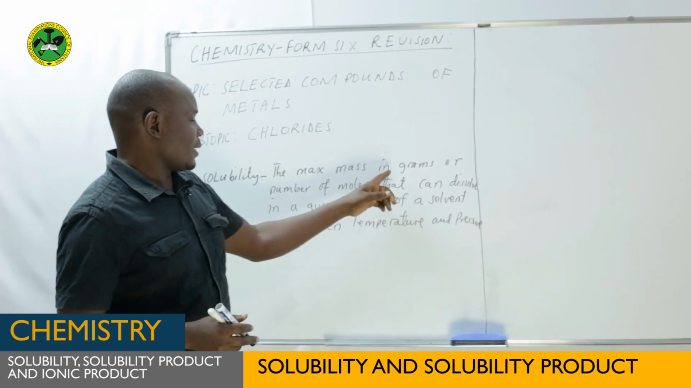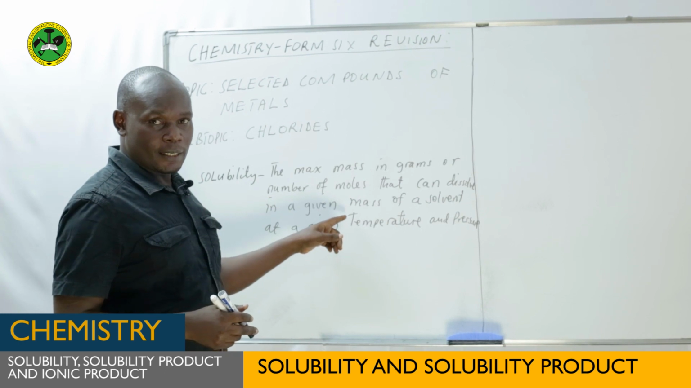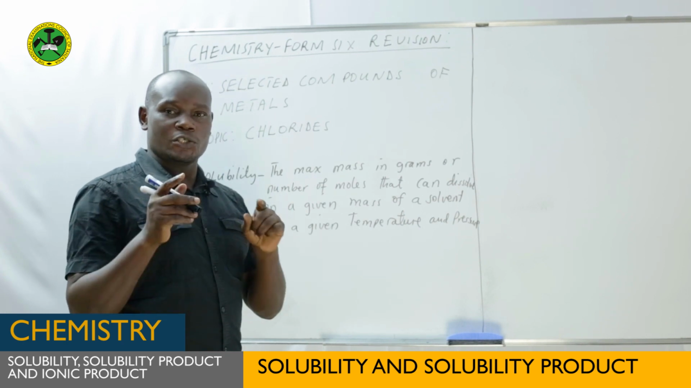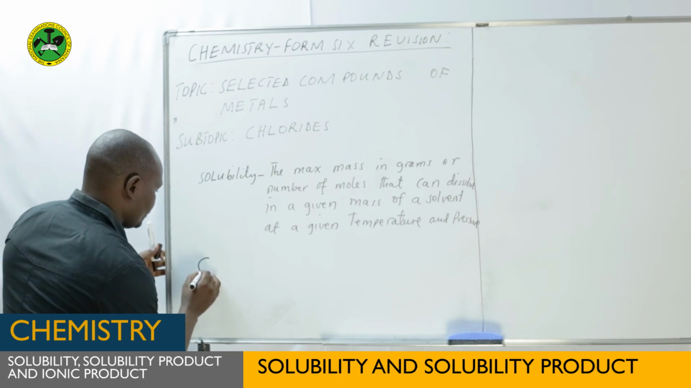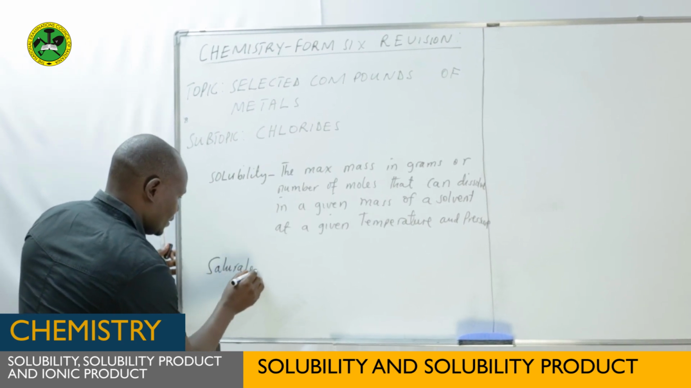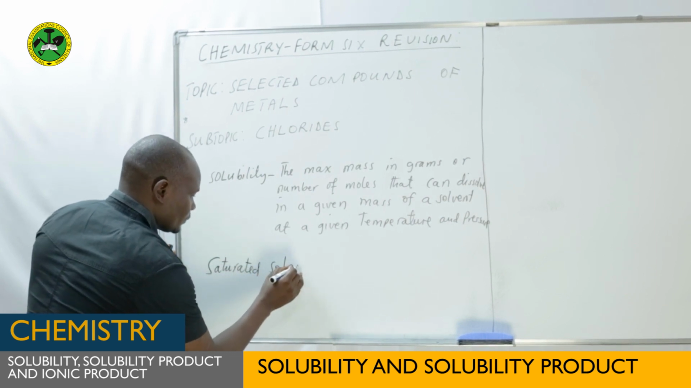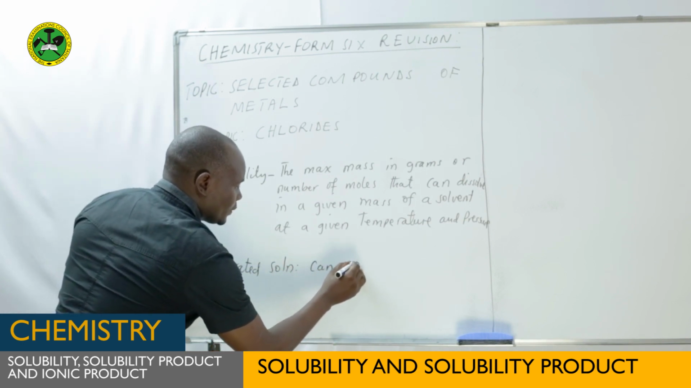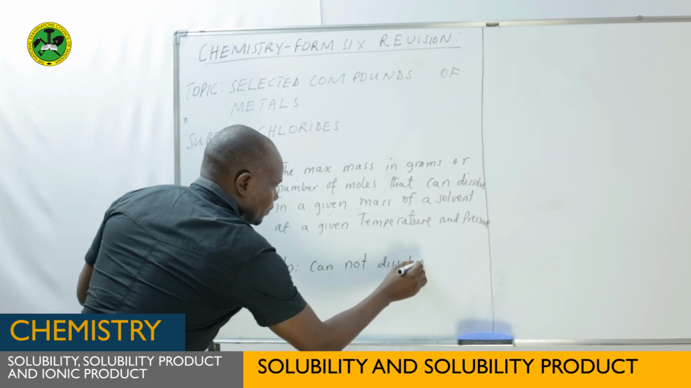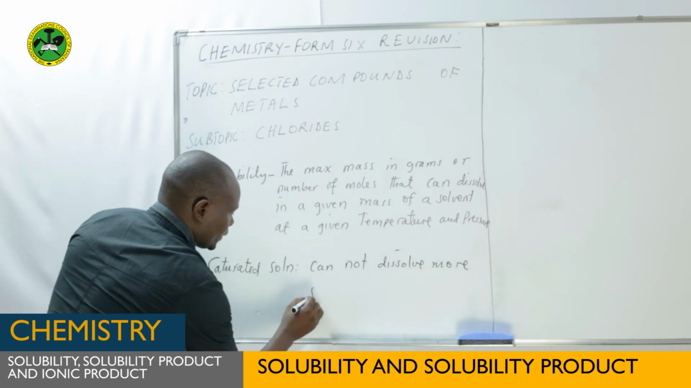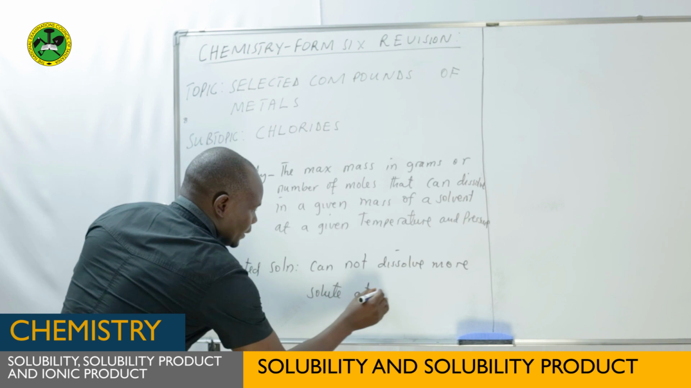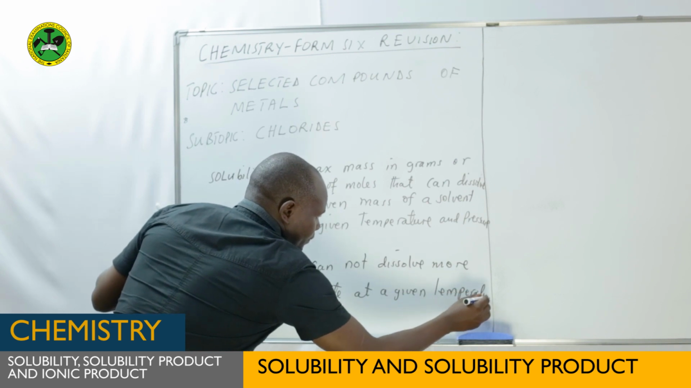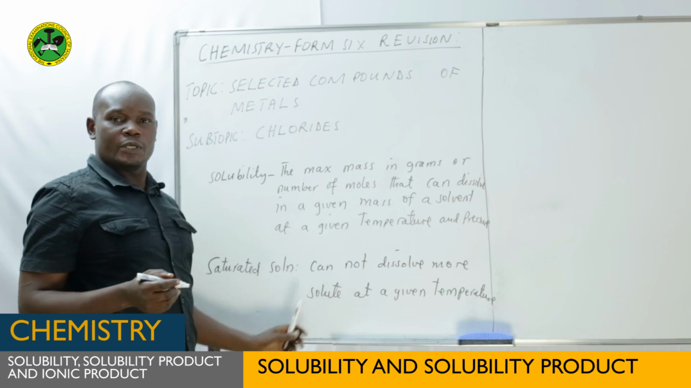Now, the maximum mass dissolved into a solvent at a given temperature results in a solution known as a saturated solution. So you can define it as a solution which cannot dissolve more solute at a given temperature. This is what we call a saturated solution.